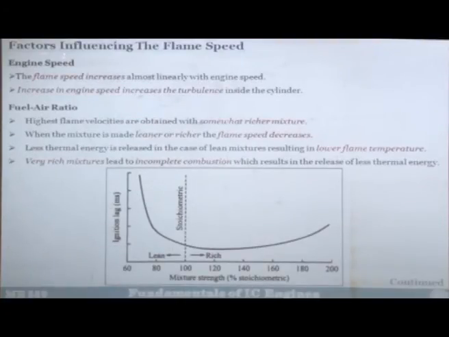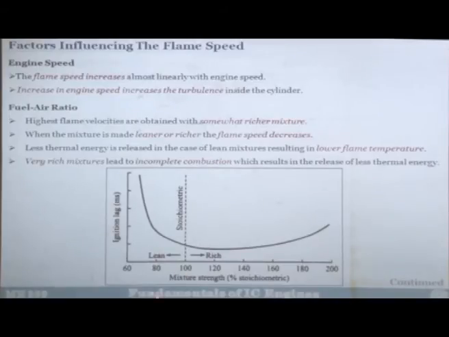Engine speed. So, if you increase the engine speed, the flame speed increases linearly. Increase in engine speed increases the turbulence inside the combustion chamber, and therefore, you are also able to avoid the knocking. Fuel air ratio also affects the flame speed. Highest flame speeds are obtained with a somewhat slightly richer mixture. So, slightly richer mixture than stoichiometric. Say if stoichiometric is 14.5, so something like 13.5 or 14, you will have highest flame speed. If you go on both sides, lean or rich, you will have lower flame speed.